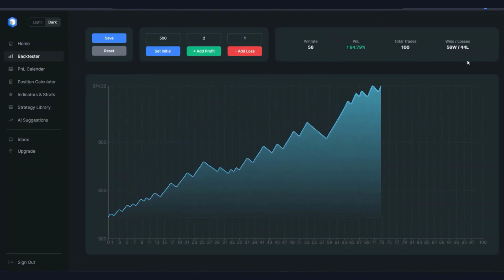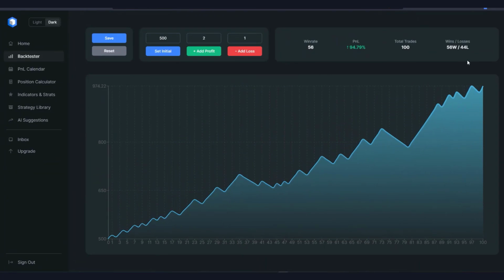The results are in, and this was the best trading strategy that we have ever tested on this channel. This has a 56% win rate, and when you combine that with the fact that we are taking a 2-to-1 risk to reward ratio, this is going to give us almost a 100% account gain. You can see that this graph went up relatively consistently. We had a drop off around here, and then we had a few losing trades in a row around here. But for the vast majority of the chart, we were just going up and up and up.